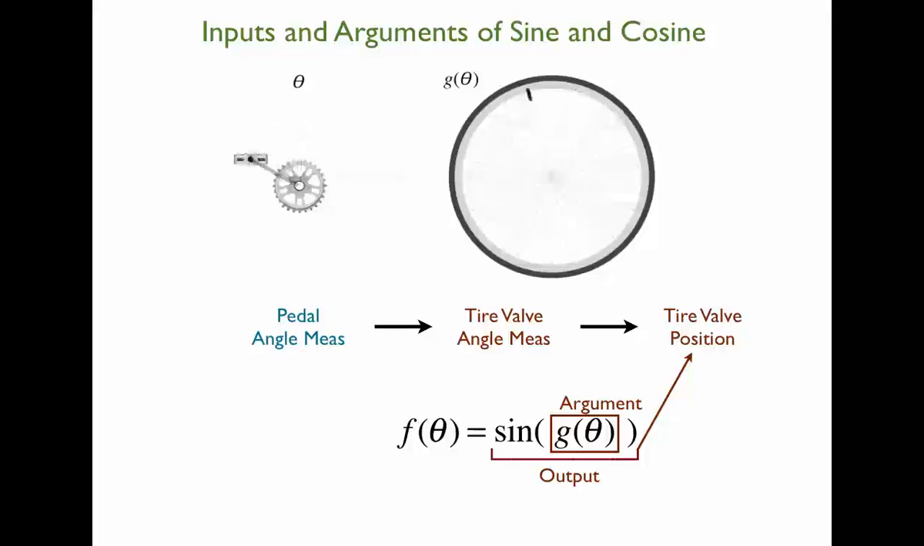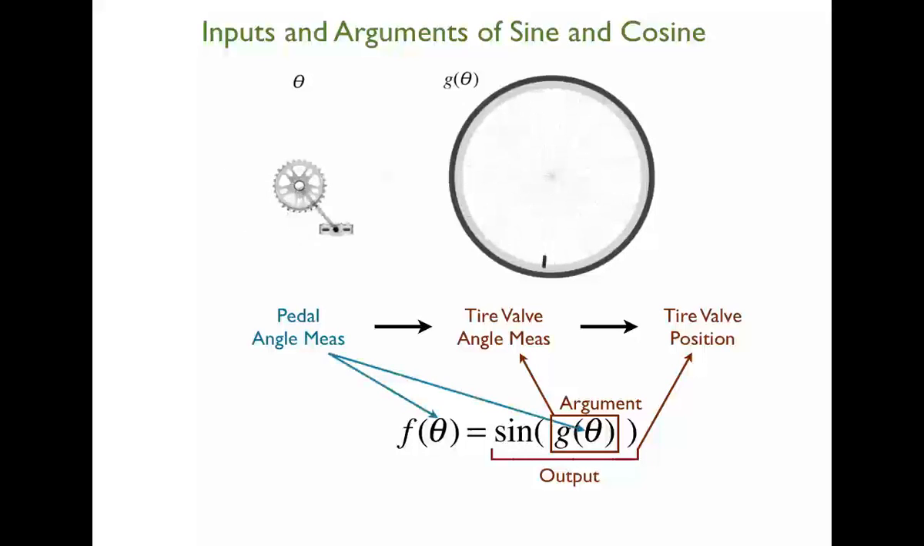So here's the deal. If we want that sine to give us the tire valve position, then that argument has to be tire valve angle, right? The angle that goes in is going to correspond to the position of that thing. So that argument has to be, in this case, tire valve angle measure. But that is coming from some other angle, which is our input into the function. In this case, the pedal angle measure. So that's just the overall idea of what we're doing. We're talking about how that argument can be a different angle than our input. So that argument is a function of our input angle.